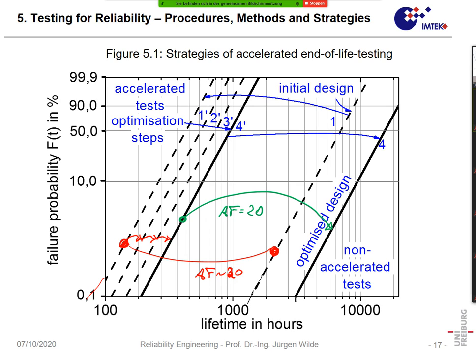Of course, the optimized design must again be checked, so you must be sure that this acceleration factor and this acceleration factor are equal. But in that way, you have a strategy based, first of all, on the Weibull curve, and the second is based on acceleration factors. And in that way, you can reduce the test effort significantly, and you can improve your design.